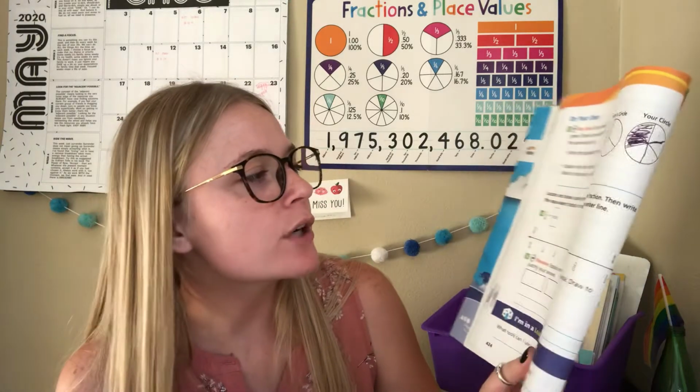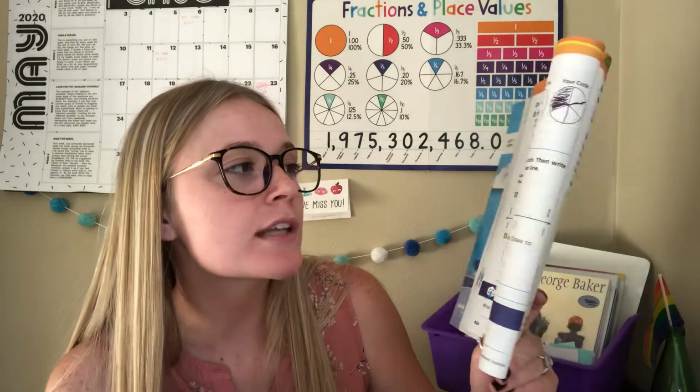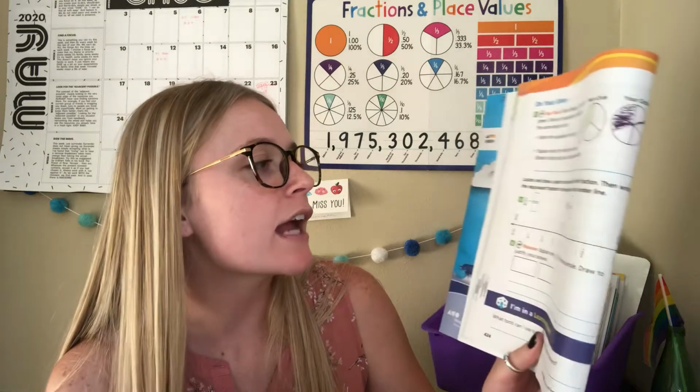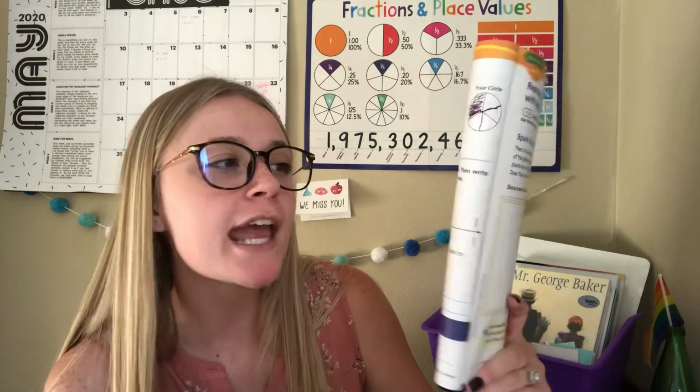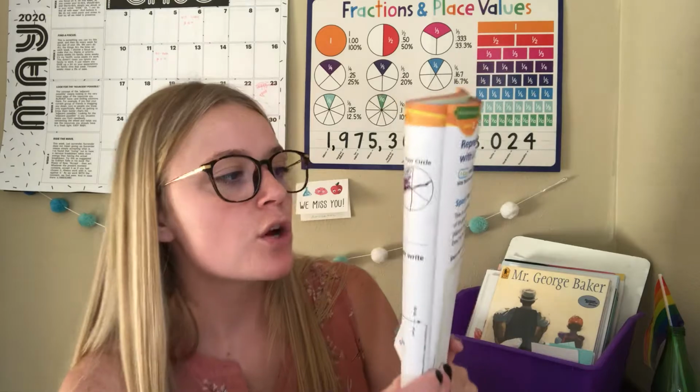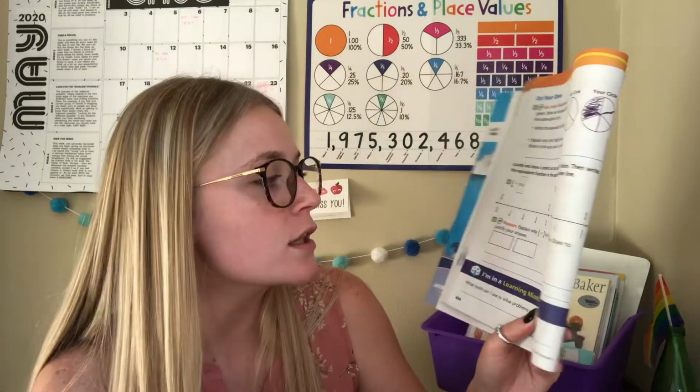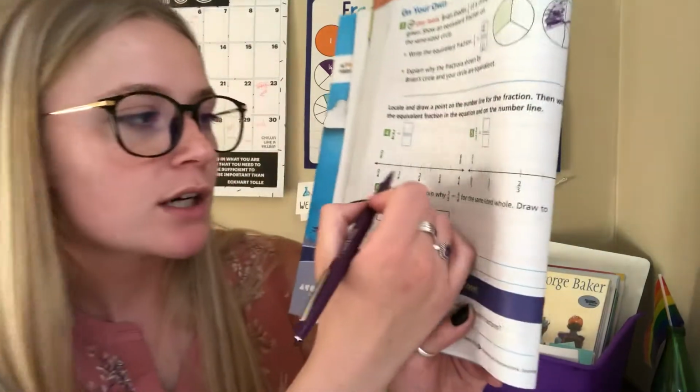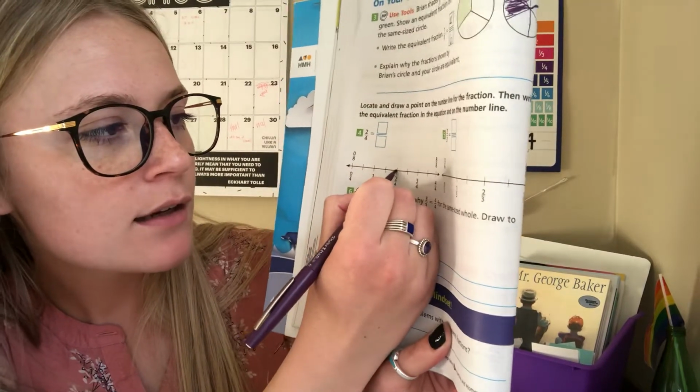All right, number 4, locate and draw a point on the number line for the fraction. Then write the equivalent fraction in the equation and on the number line. So number 4 is 2/4. So I'm gonna find 2/4, put a dot.